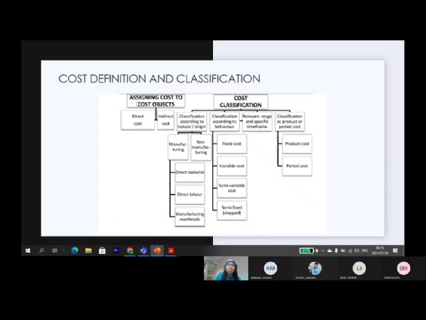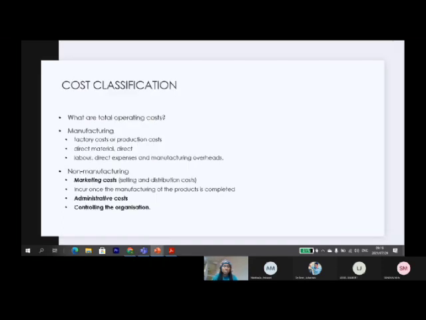Okay, so we've spoken about assigning costs to a cost object. These are the two parts that we just covered. It's very critical that you understand that. As I've said, it builds up. Then we look at cost classification, right? It's the next one. So with cost classification, we look at total operating cost.